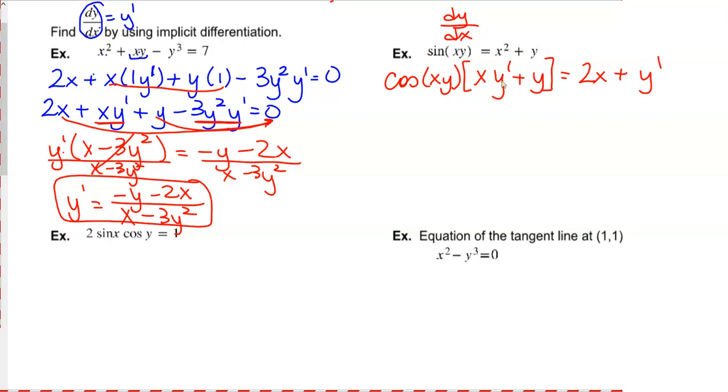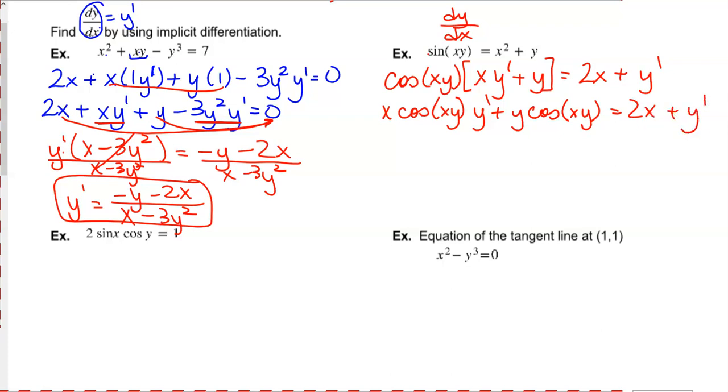Y prime exists right here, and it exists right here. But on this left-hand side, I have this trig function that I'd have to distribute through both of these. So I'm going to go ahead and do that. I'm going to get x cosine of xy times the y prime. I'm just going to put the y prime at the end. Then I'm going to multiply this times this. Gives me plus y cosine of xy is equal to our 2x plus y prime.